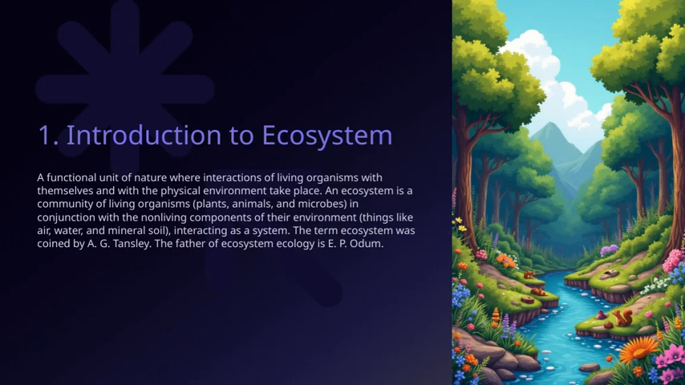Let's talk about what an ecosystem really is. Essentially, it's a functional unit of nature, where all the action happens. It's the place where living organisms interact not only with each other, but also with their physical environment. Think of it as a community, a bustling neighborhood, made up of plants, animals, microbes, and the non-living stuff like air, water, and mineral soil. These components don't just coexist, they interact as a system, creating a delicate balance that sustains life.